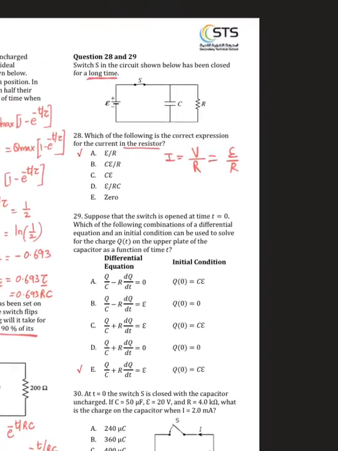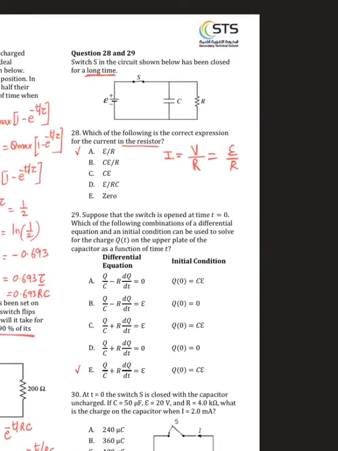Next, suppose that the switch is opened at time t equal to 0. Now I think it's the same problem, same circuit. Which of the following combinations of the differential equation and an initial condition can be used to solve for the charge Q(t) on the upper plate of the capacitor as a function of time t? So look at the word which is used, opened. If you open the switch, the capacitor is going to discharge. So we are going to have only the capacitor and the resistor in the circuit.